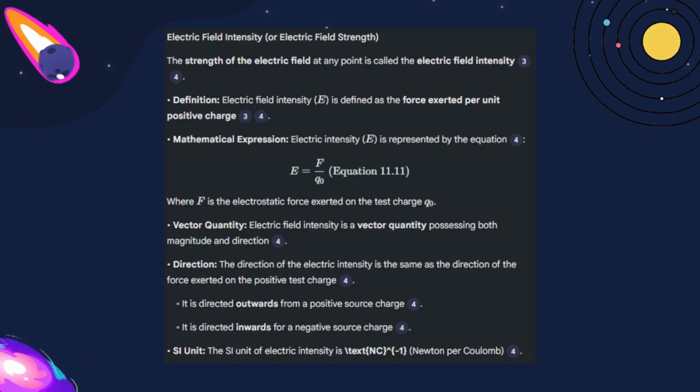Vector quantity. Electric field intensity is a vector quantity possessing both magnitude and direction. Direction. The direction of the electric intensity is the same as the direction of the force exerted on the positive test charge. It is directed outwards from a positive source charge. It is directed inwards for a negative source charge. SI unit. The SI unit of electric intensity is Newton per Coulomb.